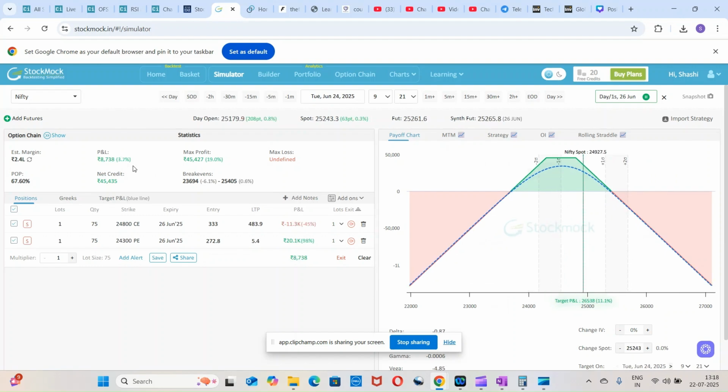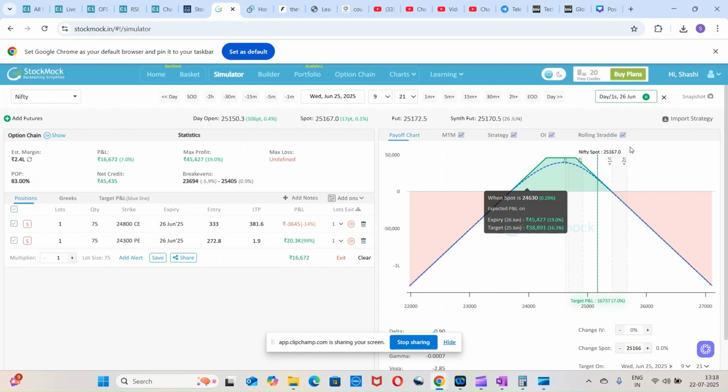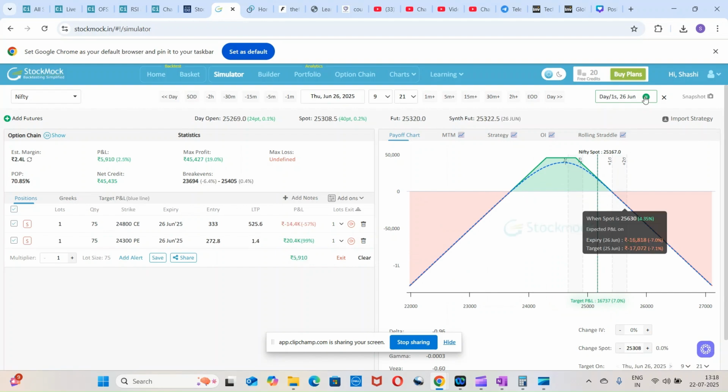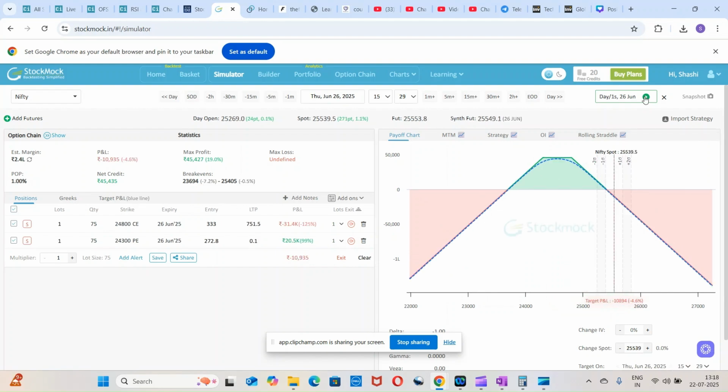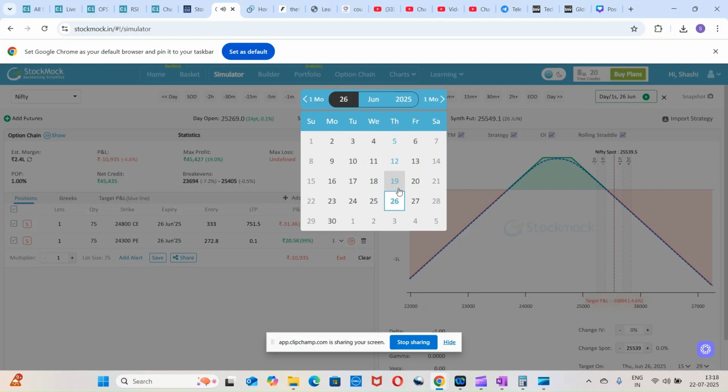So yeah, don't be greedy, otherwise you'll lose money. Okay, and don't wait till the end of the expiry. So this is what will happen if you wait till the end of the expiry. So what you need to do is exit somewhere.